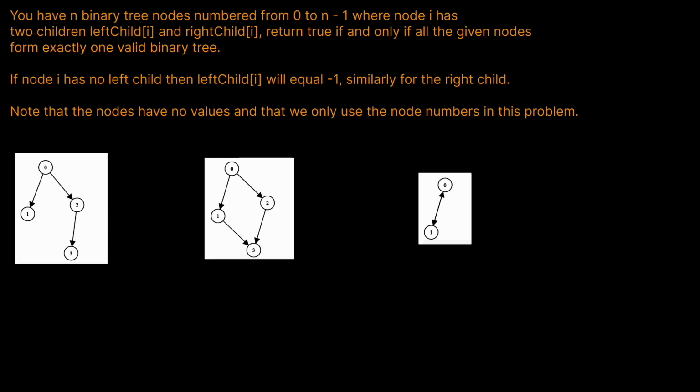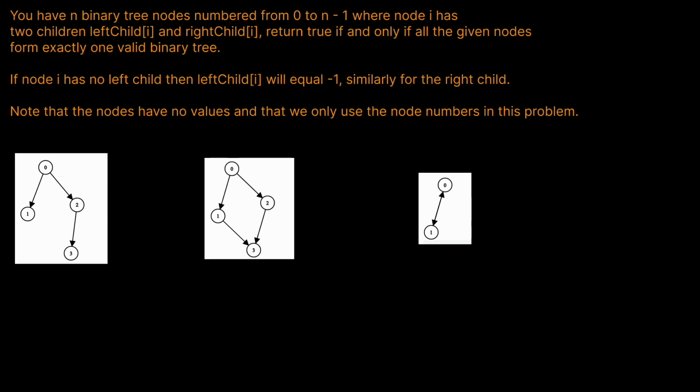Today we're going to be solving Leetcode problem 1361, validate binary tree nodes. You have n binary tree nodes numbered from 0 to n-1, where node i has two children, left child of i and right child of i. Return true if and only if the given nodes form exactly one valid binary tree.